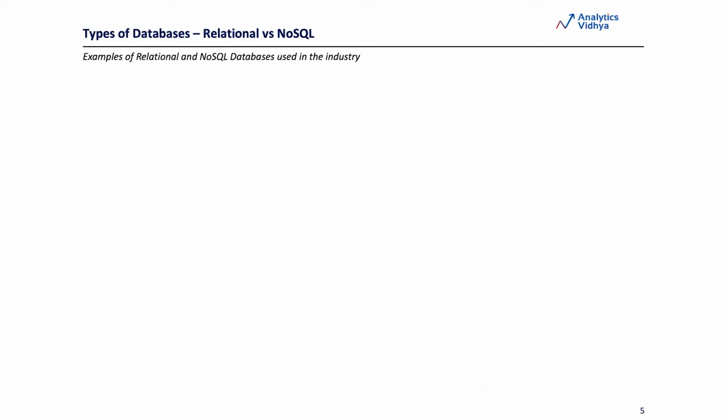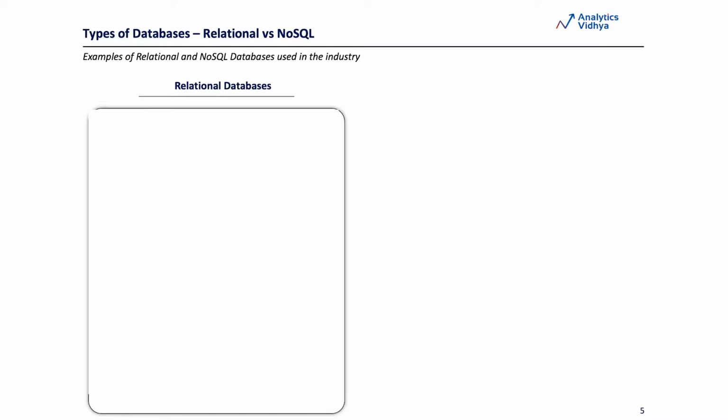There are two classes of databases used in industry. One is relational databases and the other is NoSQL databases. Relational databases generally have tables in which data is stored and have a fixed number of columns, much like Excel. NoSQL databases, on the other hand, have JSON documents stored in collections where you don't need to follow any schema. Now let's look at some examples of relational and NoSQL databases.